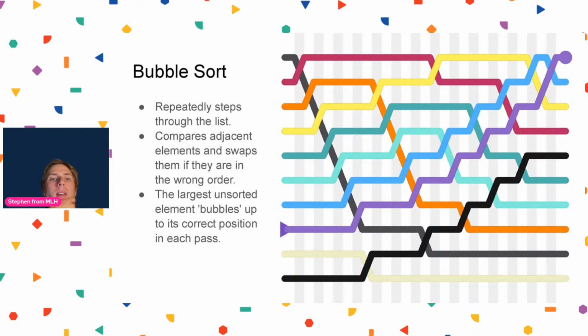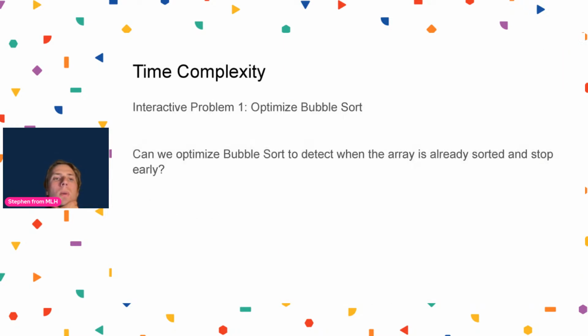And so, yeah, this is how bubble sort works. And we can ask to optimize bubble sort. Can we optimize bubble sort to detect when the array is already sorted and stop early? So I want you all to try implementing code that would detect when an array is already sorted and stop early. So why don't you think about that for a few minutes?